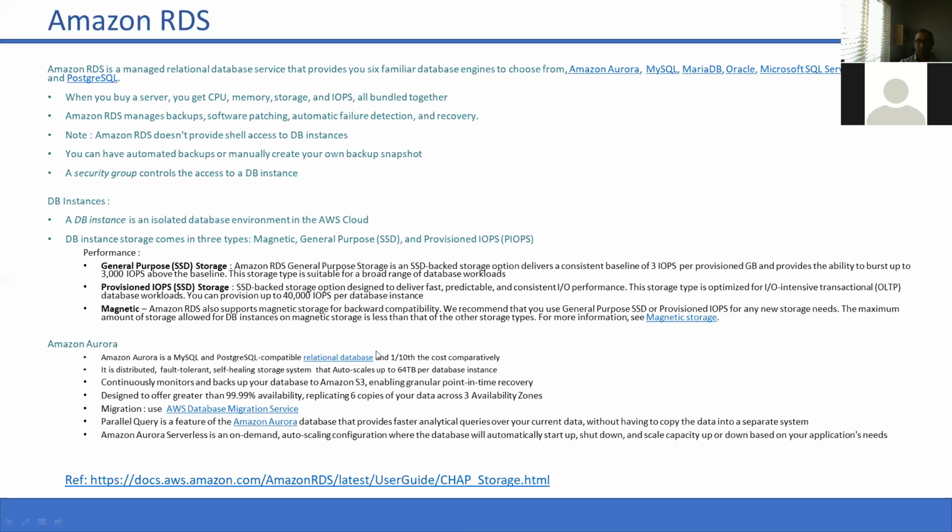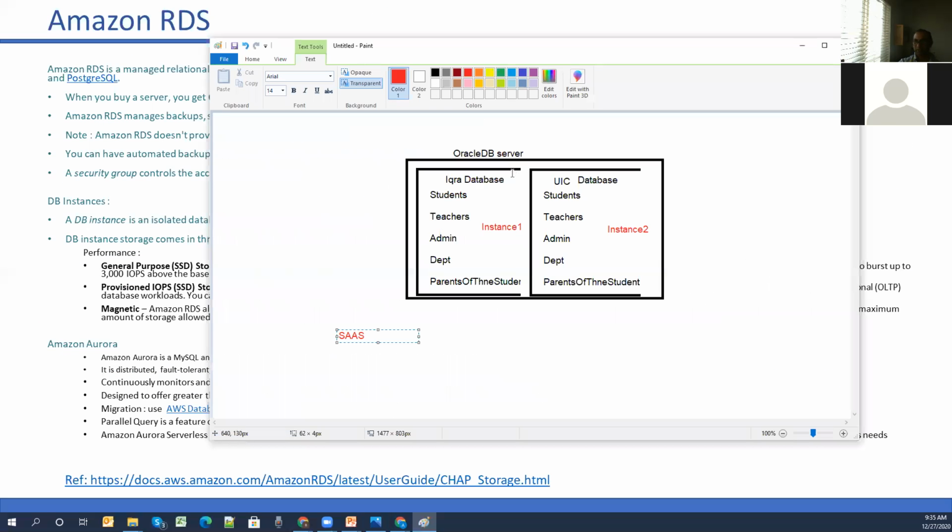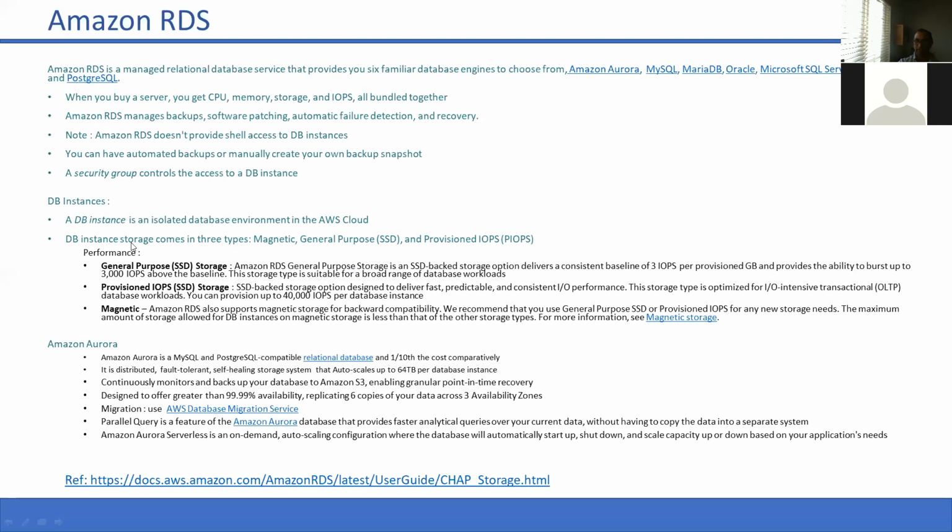So a database instance is an isolated database environment in the AWS cloud. This is a kind of concept. If you read the AWS document, you will not be able to clearly understand, but this is how I would explain an instance. Remember that. Just like how you created EC2 servers and call them EC2 instances, in the same way it is a database server and database instance.